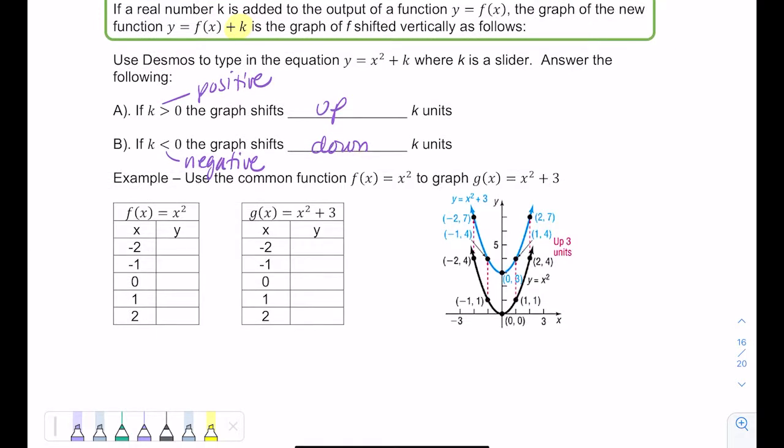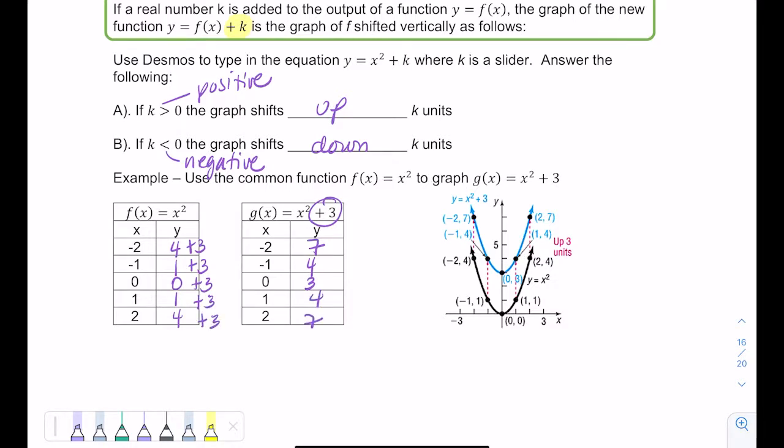So here, if I was to plug in my values and look at the original function, the common function, if I plug in -2 and square it, I get 4. -1 squared is 1. 0 squared is 0. 1 squared is 1. 2 squared is 4. Now, if I take that function and I add 3, that should give me a vertical shift up 3, right? So my y values are going to increase by 3. 4 plus 3 is 7. 1 plus 3, 4. 0 plus 3, 3. 1 plus 3, 4. And 4 plus 3, 7.